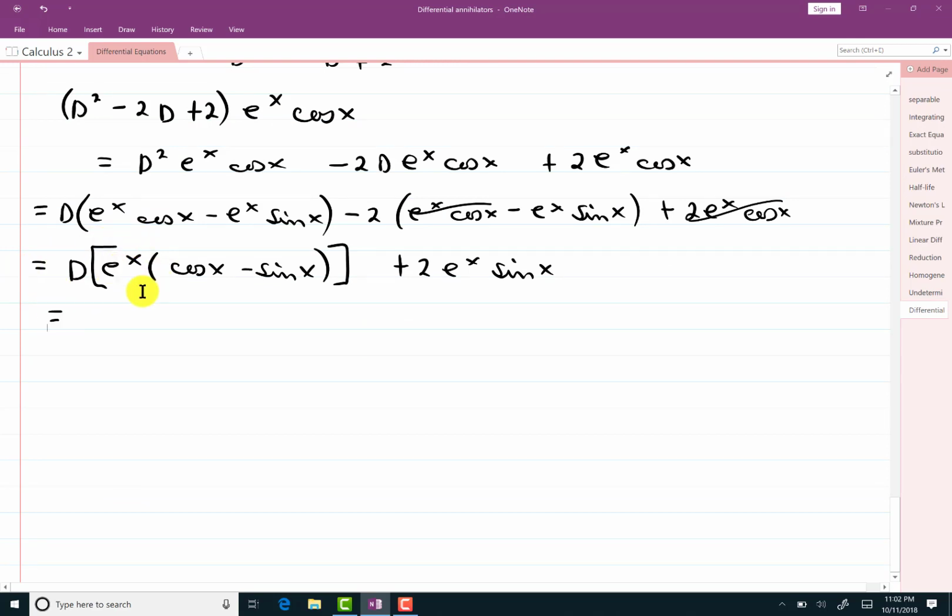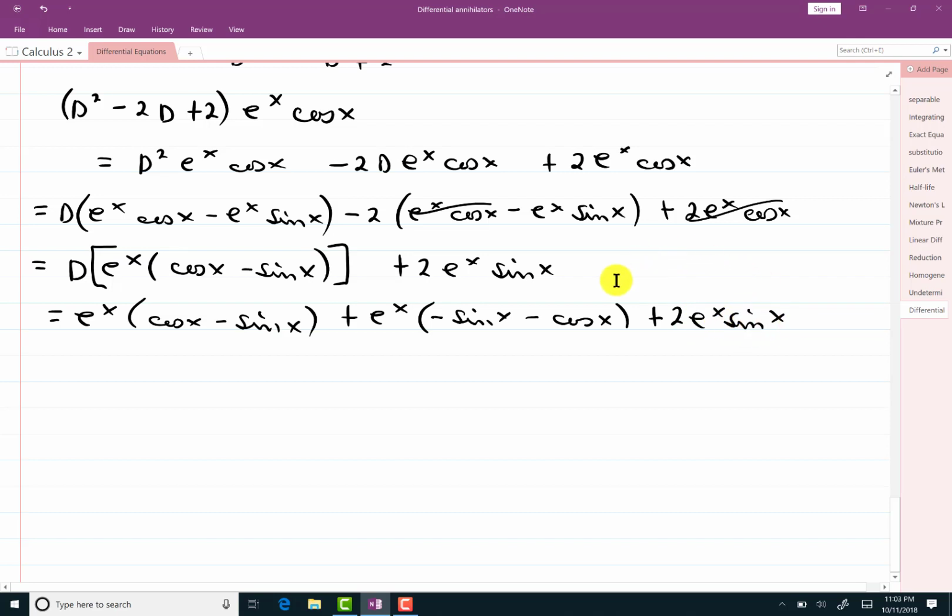And so let me finish off the differentiation here. I'll take the derivative of e to the x first. It'll do nothing. So I have cosine of x minus sine of x, plus, leave the e to the x alone and take the derivative of the stuff inside of here. I'll get negative sine of x minus cosine of x. And then don't forget this plus 2 e to the x sine of x.